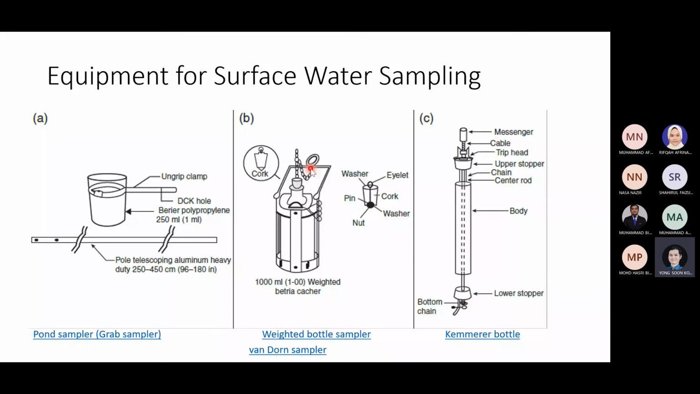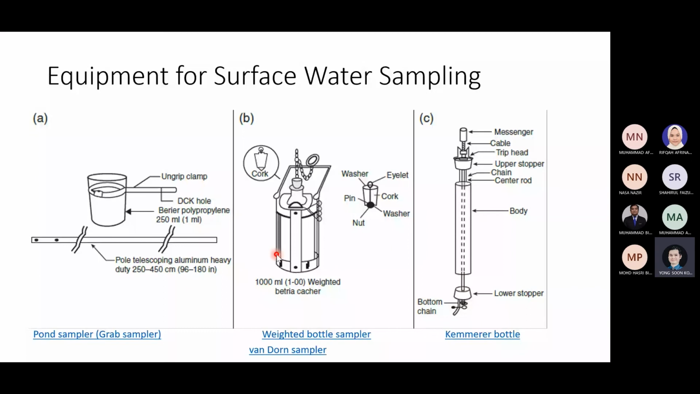You can lower it down to a certain depth, and then with a trigger, you can release the cork and let the water flow in. Once the water finishes flowing in, there is a mechanism that you can lock it up, and then you release back the cork, and then it will shut down. So this reagent bottle filled with water samples, you can pull it up and then pour it inside your sampler bottle or whatnot.